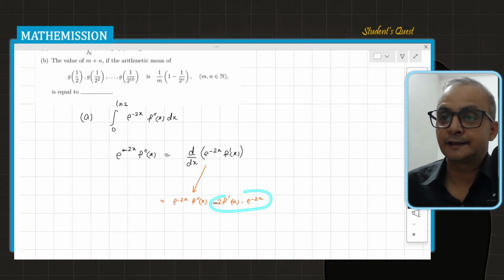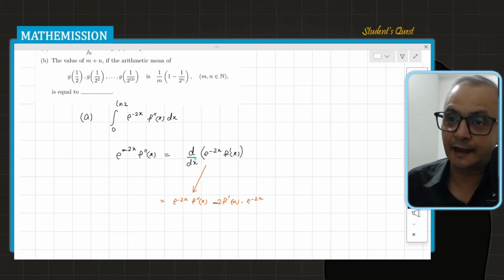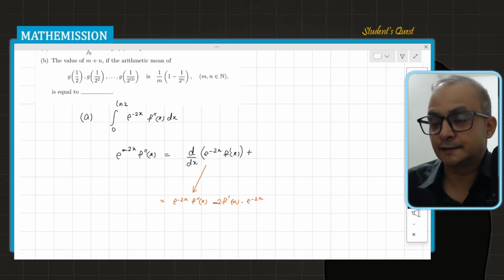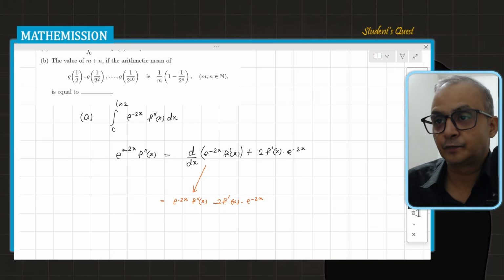Or you can think like this: since I need only this part, I have to add this extra to get this canceled back and I will get this thing. So I can add here the derivative of this thing as 2f'(x) into e to the power minus 2x.